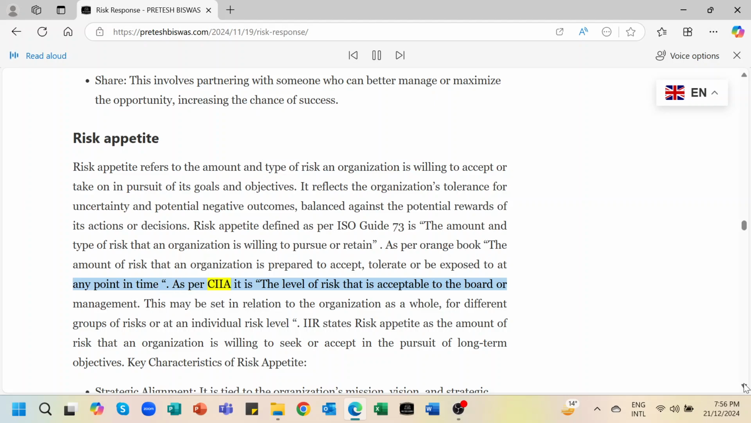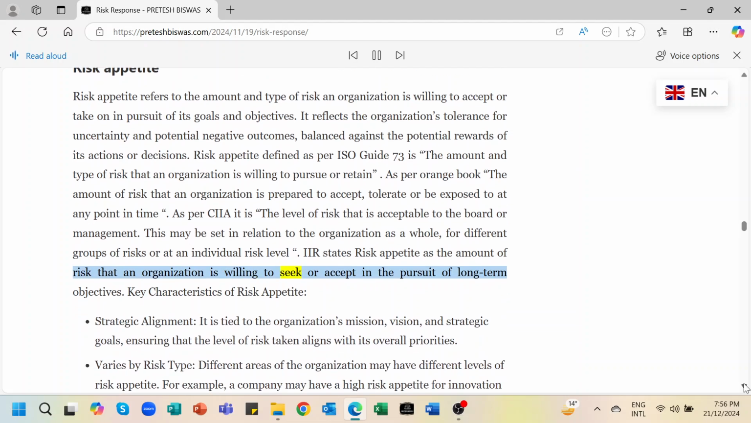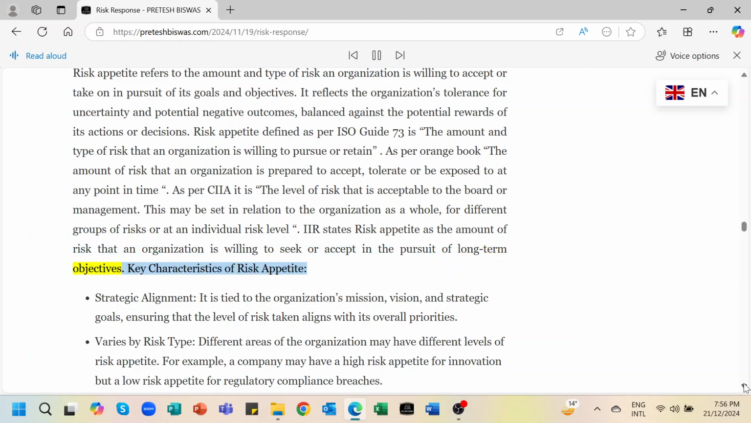As per CIA, it is the level of risk that is acceptable to the board or management. This may be set in relation to the organization as a whole, for different groups of risks, or at an individual risk level. IR states risk appetite as the amount of risk that an organization is willing to seek or accept in the pursuit of long-term objectives.